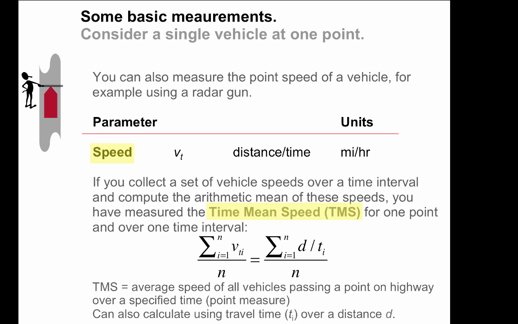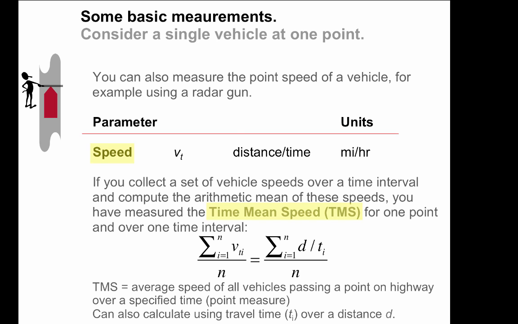So think about it, you might want to collect a set of vehicle speeds over a time interval. You might stand or sit by the side of the road with a radar gun and observe a number of vehicles during a 15-minute period, measure their speeds, and keep track of those speeds. If you take the arithmetic mean of those speeds, you've measured something we call in transportation the time mean speed, or the TMS. That's only valid for that one point and over that one particular time interval.